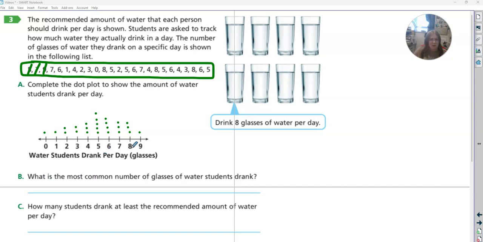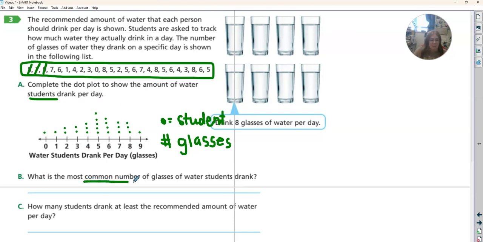So it wants to know the most. So before we answer questions about it, we need to understand what are the dots and what are the numbers. So every time we have a dot, that is representing a student. So a dot is a student and a number is the glasses. So every time it's talking about the number or glasses, we're using the bottom set of numbers. If it's talking about how many students did that, we're using the dots.